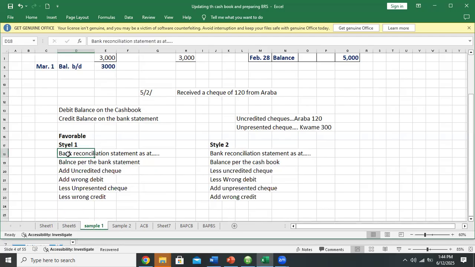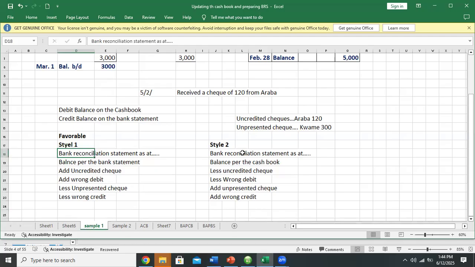So if you choose to start with the balance per the bank statement, you add uncredited checks. You less what? Unpresented checks. If you can remember that one, then the second style should not be difficult, because you just do what? Take the opposite of the first style.